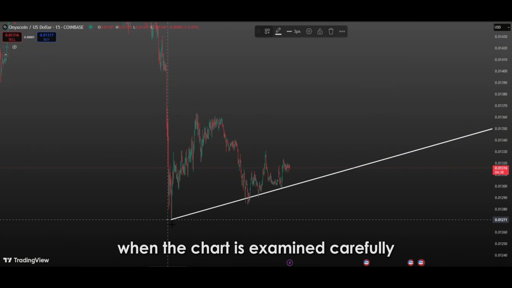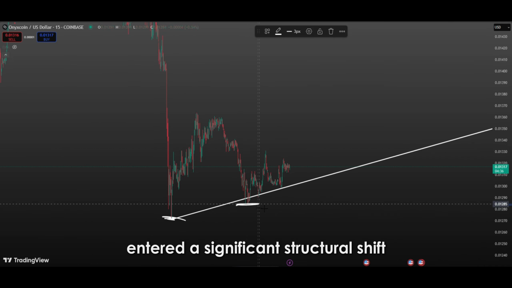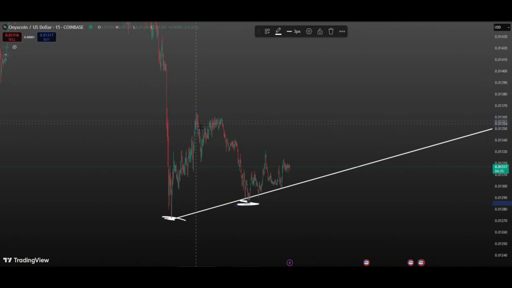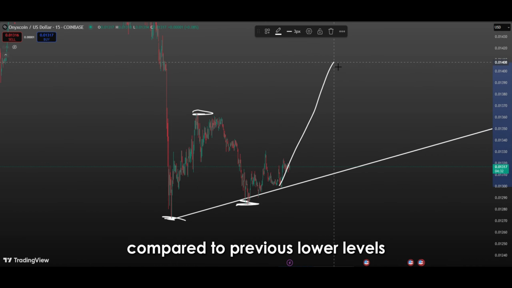Stay tuned. When the chart is examined carefully, it can be observed that price movements have recently entered a significant structural shift. Particularly when looking at the low points, it becomes evident that a much higher low formation has developed compared to previous lower levels.